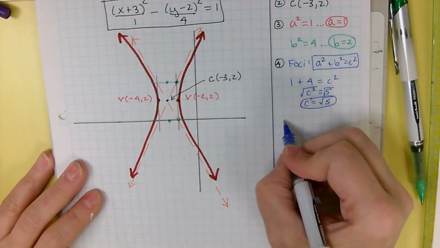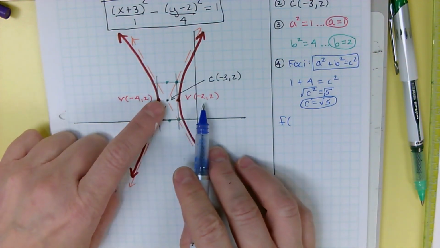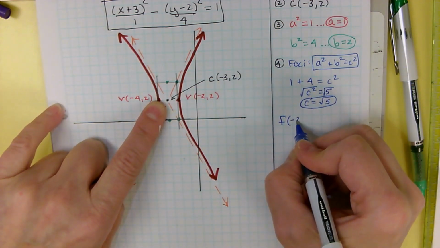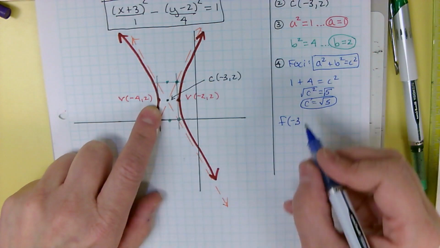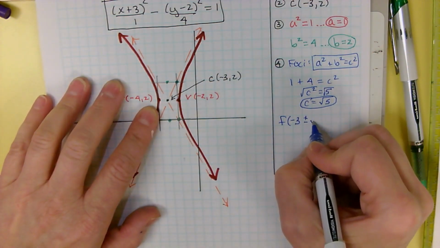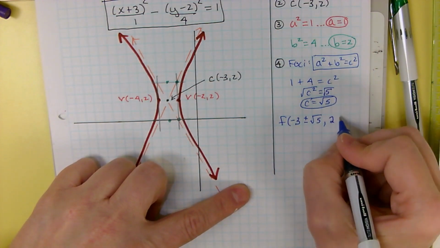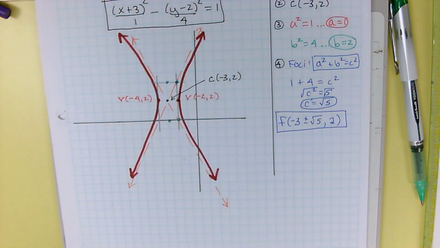All right, so my foci are based off the center. The center is at -3, so I'm going to go -3 to the left. And then this is where your C values are going to go right and left. So plus and minus radical 5, and then the same K value as the center. So comma 2. Put a box around it. And you don't have to graph your foci, not unless it says specifically to do that.